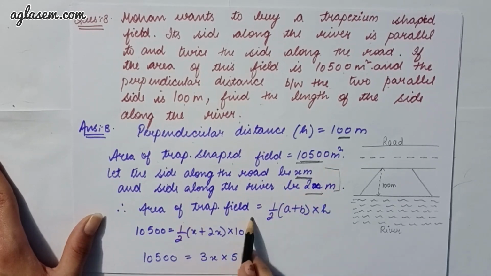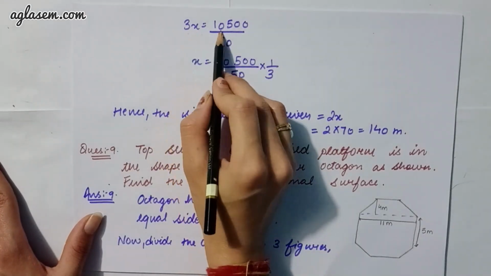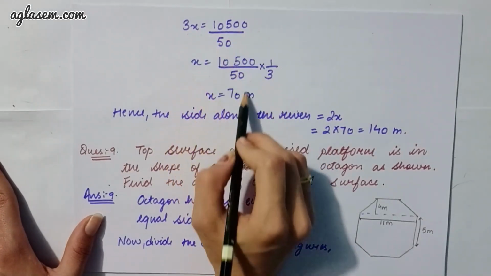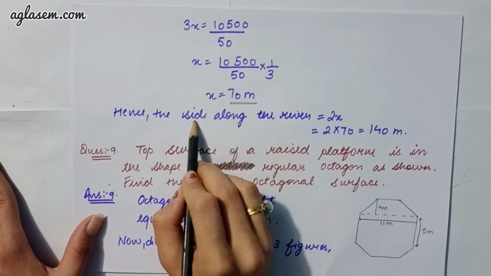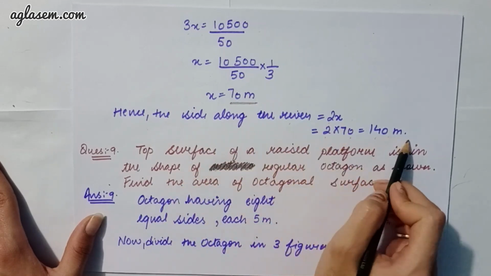So the area of a trapezium is 1/2 (a plus b) into h. By putting in the values, we will get 10500 equals 3x into 50. Further solving, we will get 3x is equal to 10500 upon 50, that will give you 70 meter. So the other side will be 2 into x, that is 2 into 70, which is equal to 140 meter.